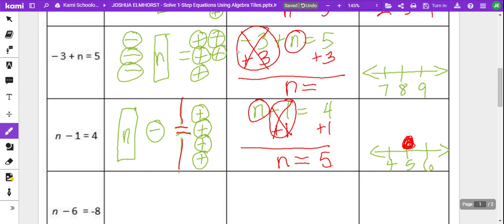So n plus 3 negatives. So we add 3 to both sides to cancel on the left and then balance it on the right. So n equals 8.